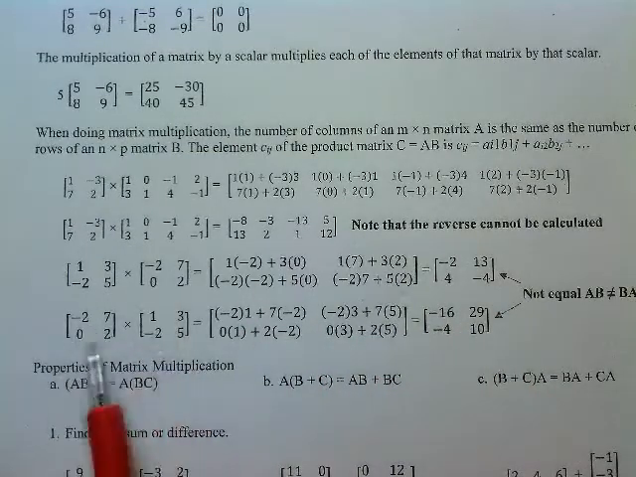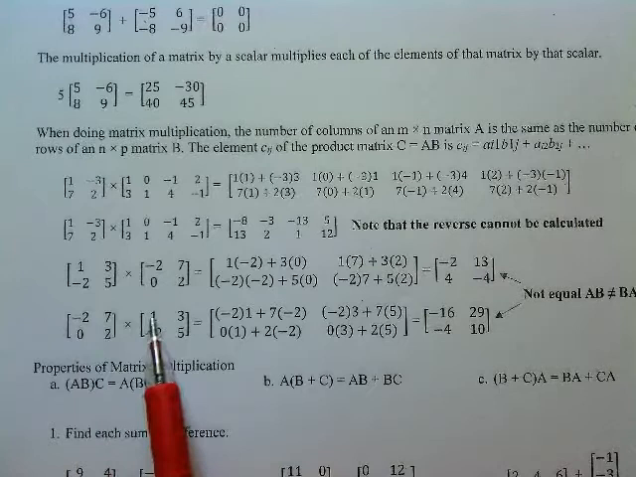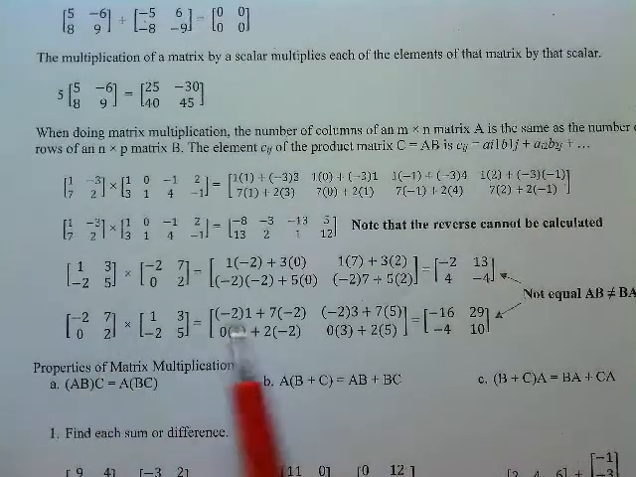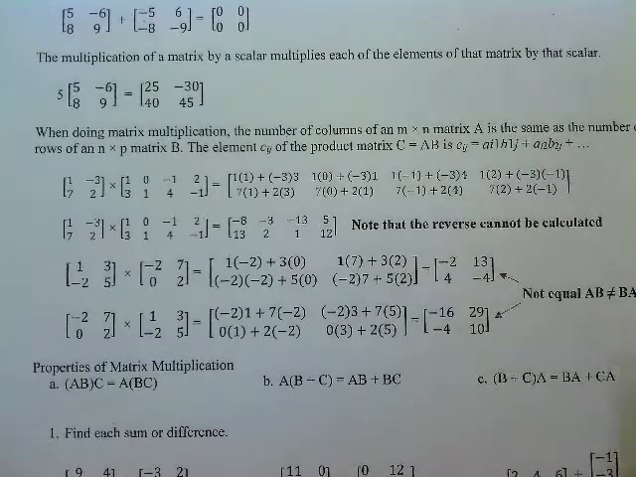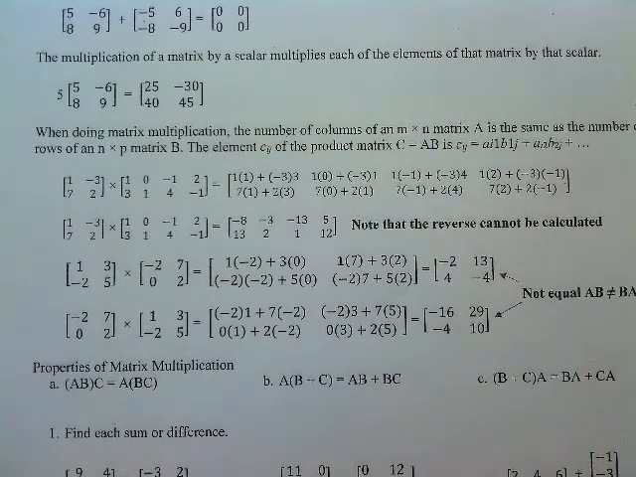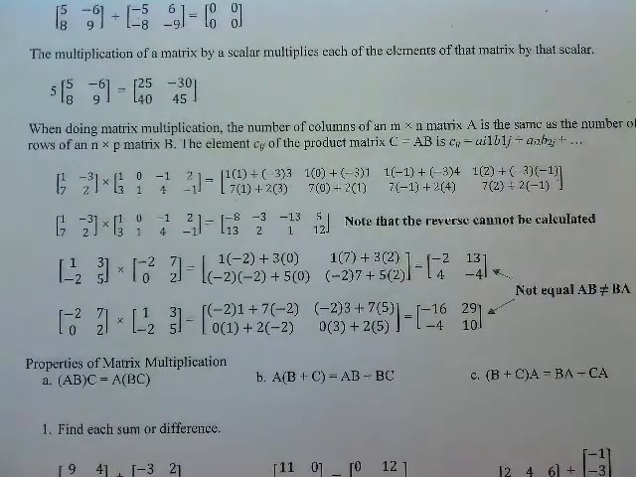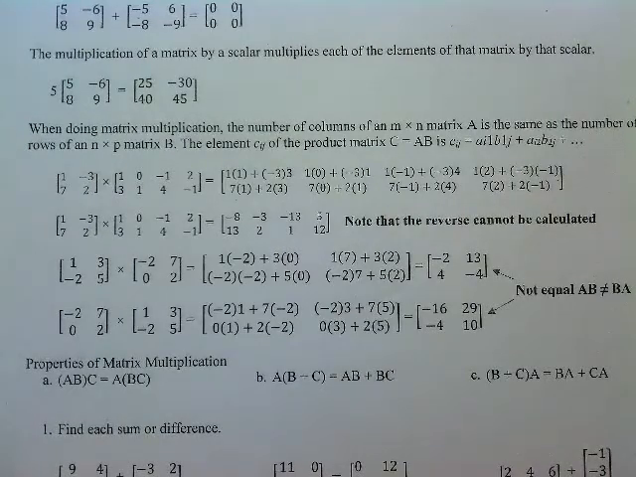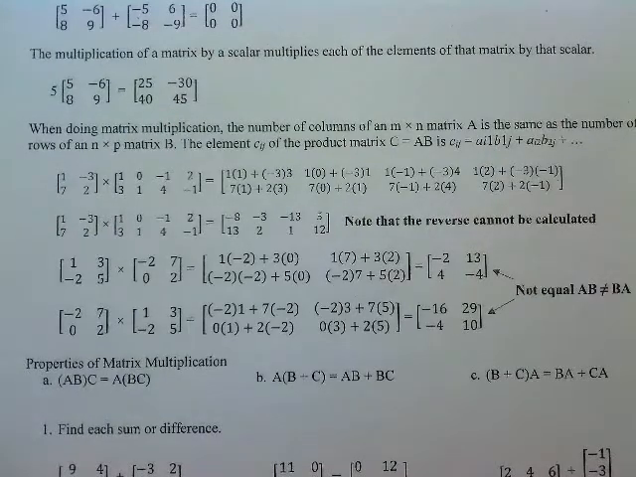But if we switch them, and so now we have the second one first and the first one second, so now it's negative 2 times 1 plus 7 times the negative 2, that went there. Note that when we get to the final answer, AB, in other words, multiplying matrix A times the matrix B, did not equal multiplying matrix B times matrix A. So this is not the same as regular multiplication of two numbers. Order matters.